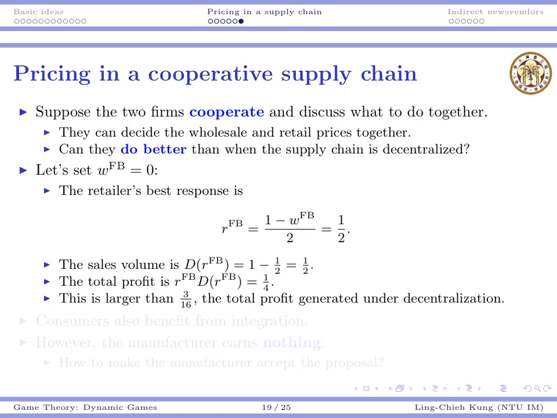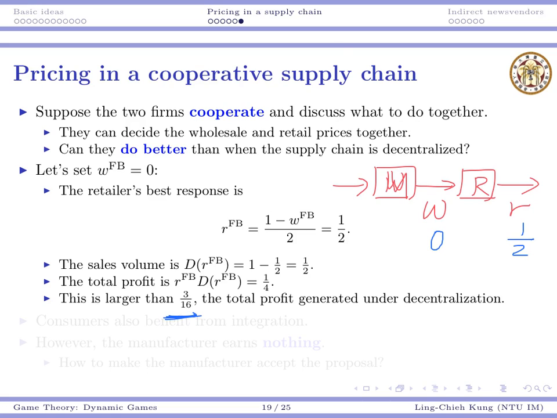So that means suppose the two players sit down and make their decisions. There is a manufacturer and there is a retailer. They together decide what the wholesale price and the retail price are. There are two variables and they have all kinds of options. We only analyze a very simple option: W is 0 and R is 1/2. And then we can say this is better than the decentralized outcome.